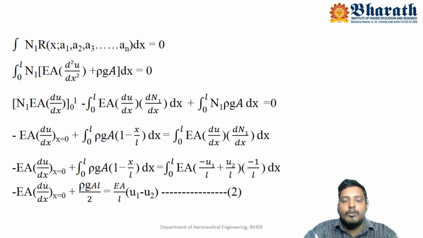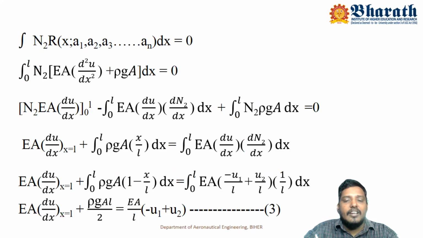We have to apply this in the above equation. We arrive at equation number 2: minus EA du by dx at x equal to 0 plus rho g A L by 2 equals EA by L (u1 minus u2). So similarly, in this case 2 we have to choose a shape function N2 value. Then we have to integrate. Then we will arrive at equation number 3. We get a value of N2 EA du by dx at the x equal to L condition. Then the N2 value is unity because it is specified at nodal location 2.